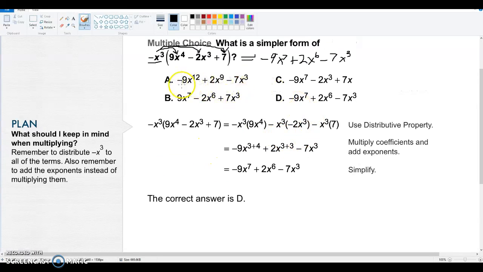A couple of things to look at: A is wrong because it did 3 times 4 gets 12, but when you multiply exponents of the same base, you just add the exponents, so it should be 3 plus 4 to get 7. Here, B, they didn't get the negative in front, and you can see what's wrong with the others. So the answer is D.